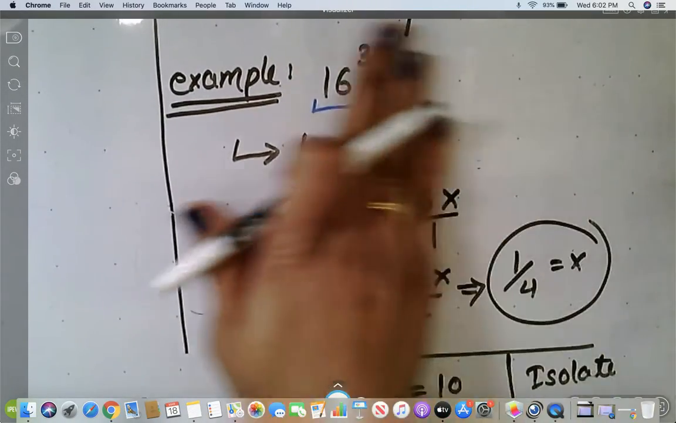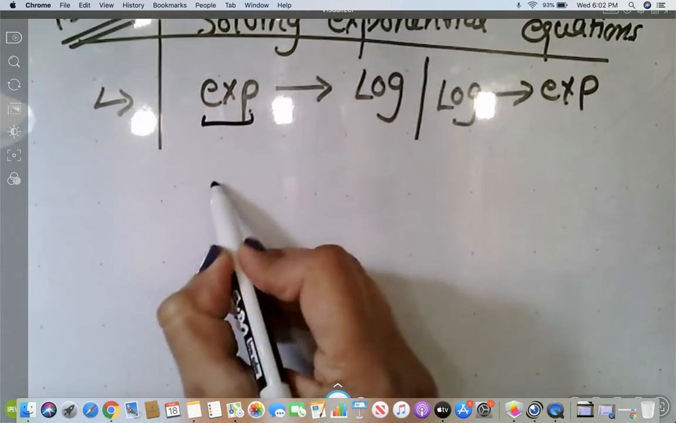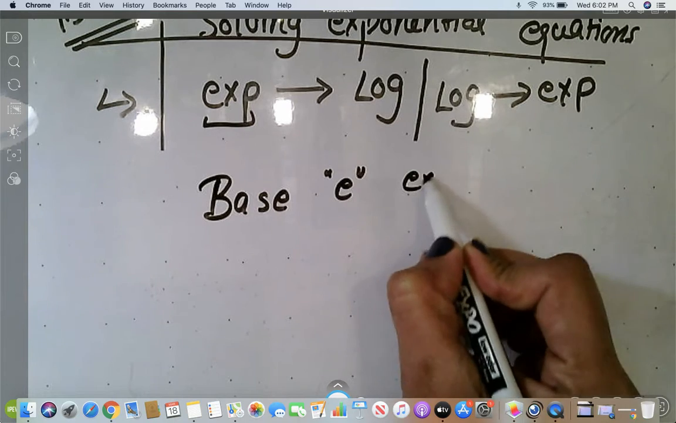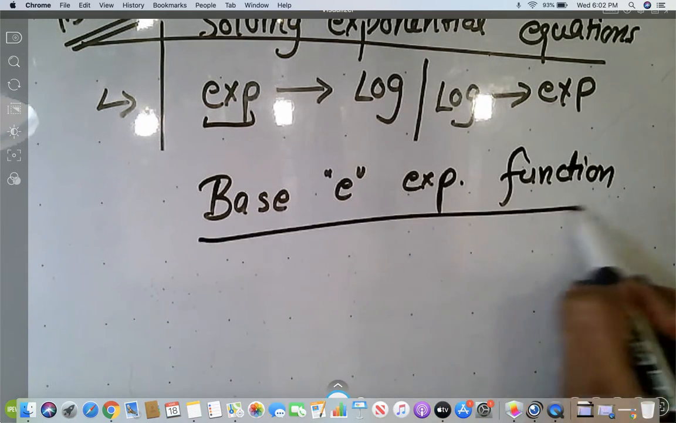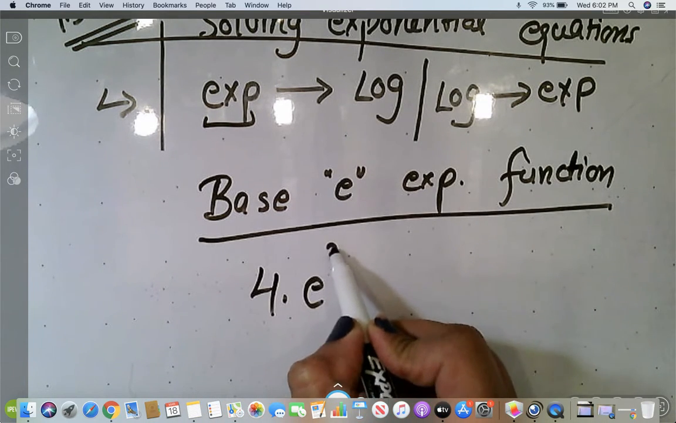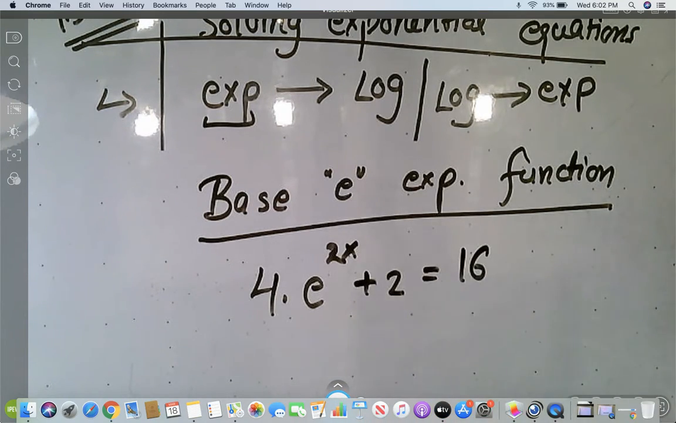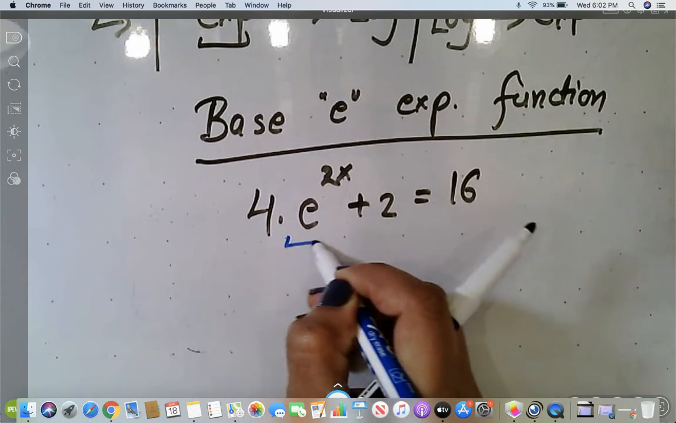I just have one example from that section. And almost there. That section still talks about exponential functions, but now it's base e exponential functions. So let me start off with my first example on a base e function. So let's say I have 4e to the 2x plus 2, and it's equal to 16. All right, so same idea. You need to isolate the part that has the exponent on it.